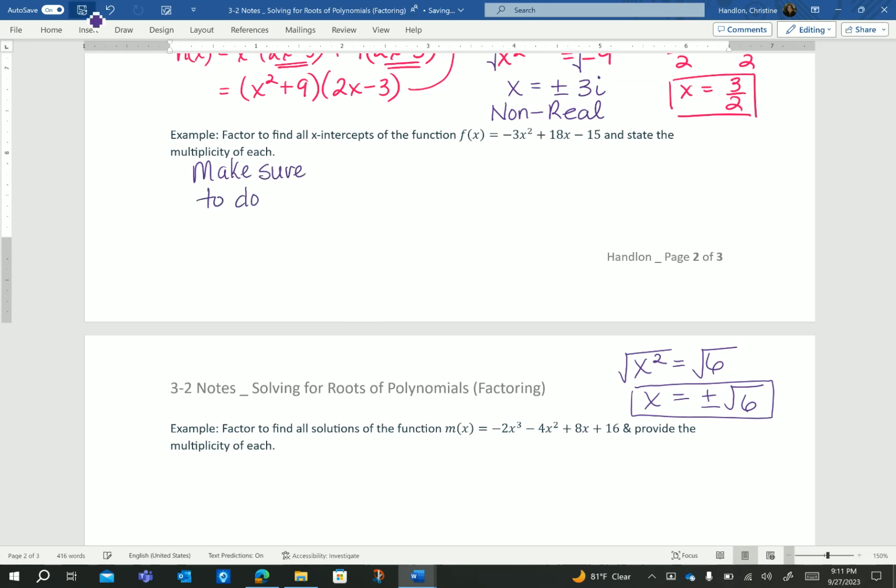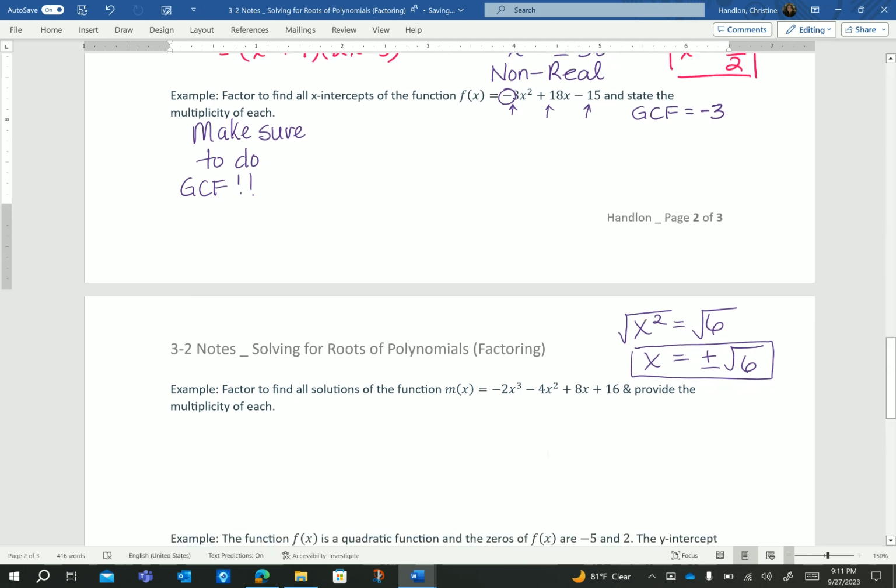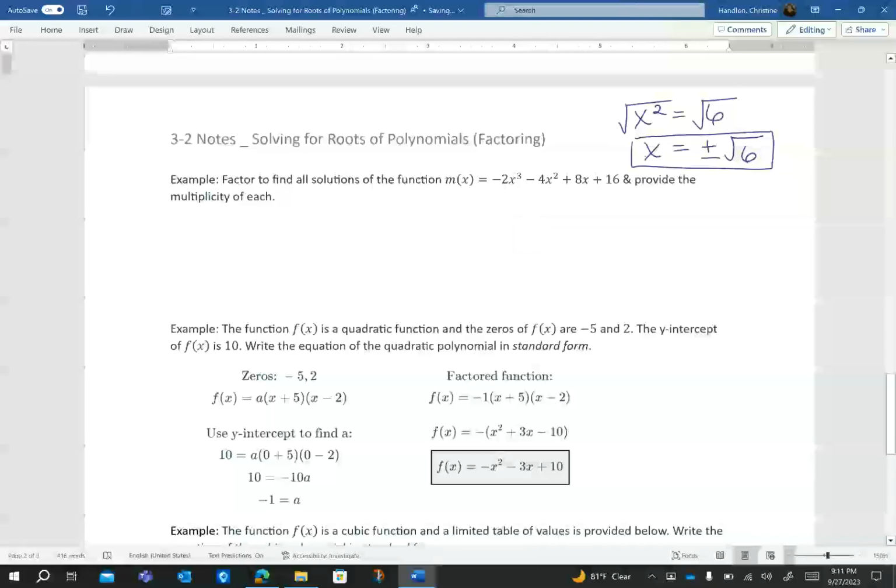to do your GCF first, okay? Look at these problems. Look at the negative 3, the 18, and the negative 15. Okay, what is the GCF going to be? Very good. GCF is going to be a 3, but make sure it is negative because the first term was negative. So negative 3. So pull that negative 3 out before you continue factoring, okay? Same thing with this one here on this next example. Make sure you do your GCF, all right?